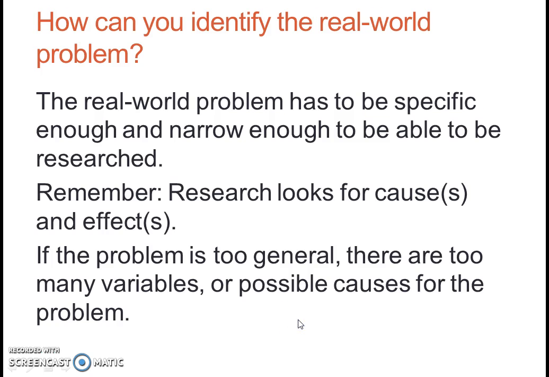So how can you identify the real-world problem when you're reading an academic article? Well, first of all, the real-world problem has to be specific enough and narrow enough to be researched. Remember, when we do research, we're looking for the cause or the effect, and usually the causes and the effects. If a problem is too general, then there might be too many options, too many variables, too many possible causes for the problem, and we really won't be able to find a clear answer.